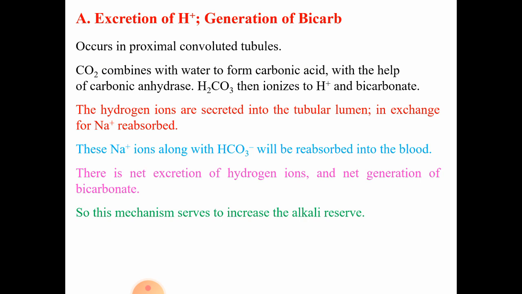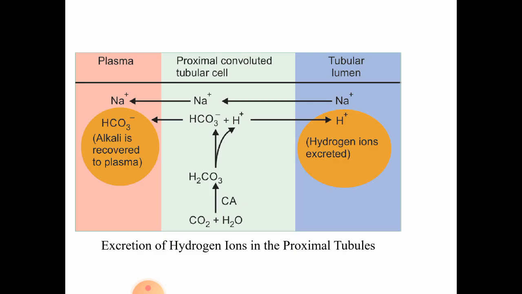The first one is excretion of hydrogen or generation of bicarbonate, known as the alkali reserve. It occurs in the PCT, proximal convoluted tubules. This figure you must draw, which shows the excretion of hydrogen ions in the PCT. In the PCT cells, carbon dioxide combines with water in the presence of the carbonic anhydrase enzyme, leading to the formation of carbonic acid. This carbonic acid in the PCT itself breaks down into bicarbonate and hydrogen ions.